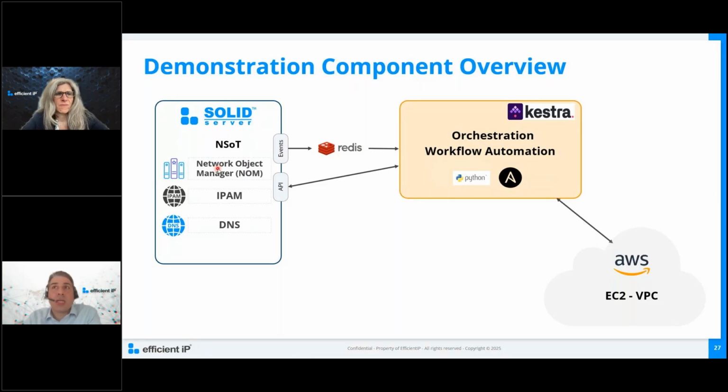And Network Object Manager is a centralized repository of virtual and physical devices that can be connected or not to the network, of course, but it serves as a source of truth for any network object that can be inventoried, like switches, routers, VMs, servers, or IoTs.